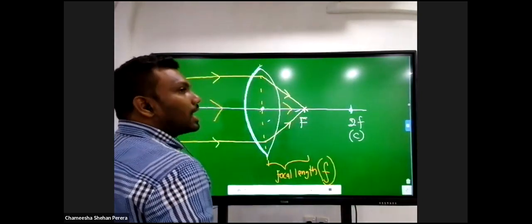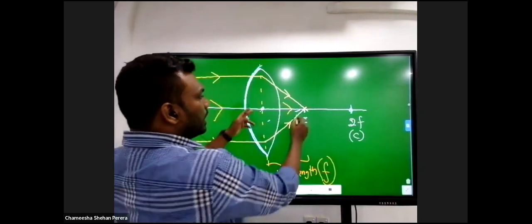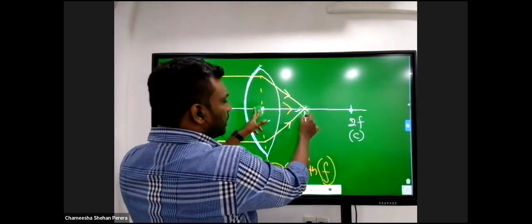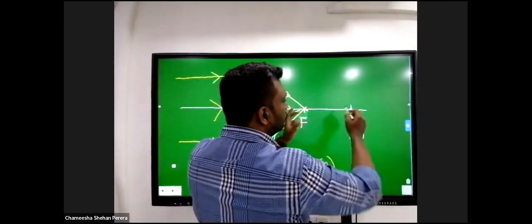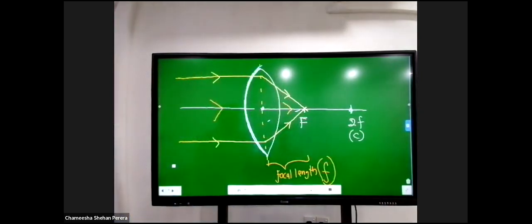So remember, like when we talked about lenses earlier, if it is 2 centimeters from here, this has also to be 2 centimeters, right? Okay, keep it in your mind and you can draw this diagram.